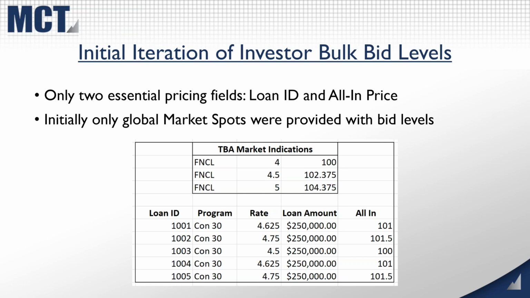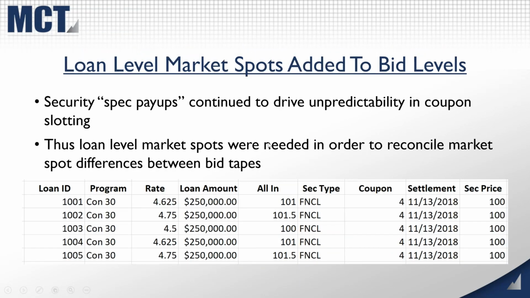So I'm now going to talk about how the bid tapes or bulk bid levels have evolved into bid tape AOT executions. So initially, there's only 2 pricing fields that are absolutely essential from a standpoint of taking a bid tape, or I should say investor uploaded bid levels, and putting it into a best execution analysis. And that's just loan number and all-in price, right? So you don't need the SRP, you don't need the base price, you don't need the incentive, provided that the investor is correctly putting all of your lender-specific incentives into the all-in price. You really only need 2 data points.